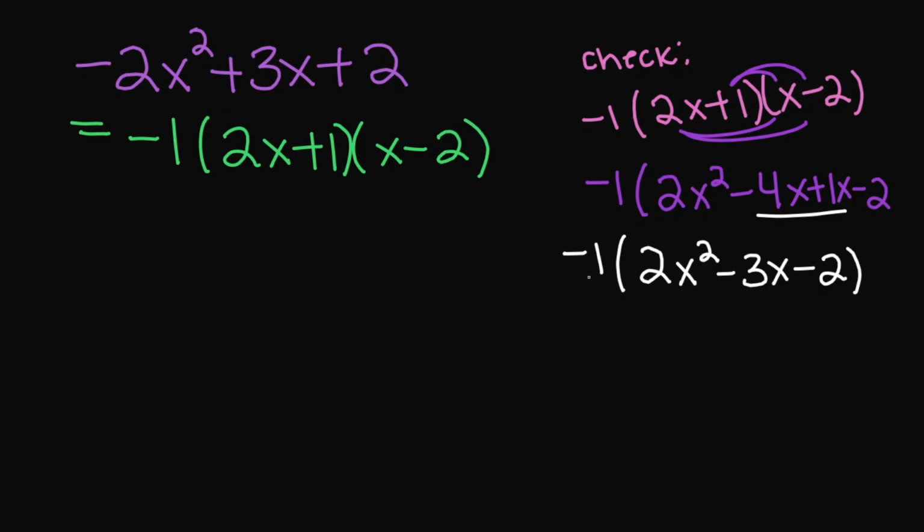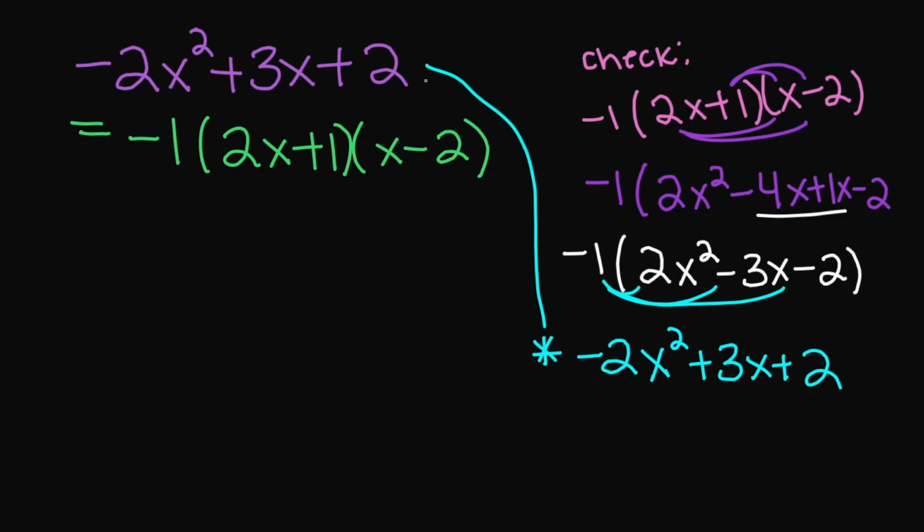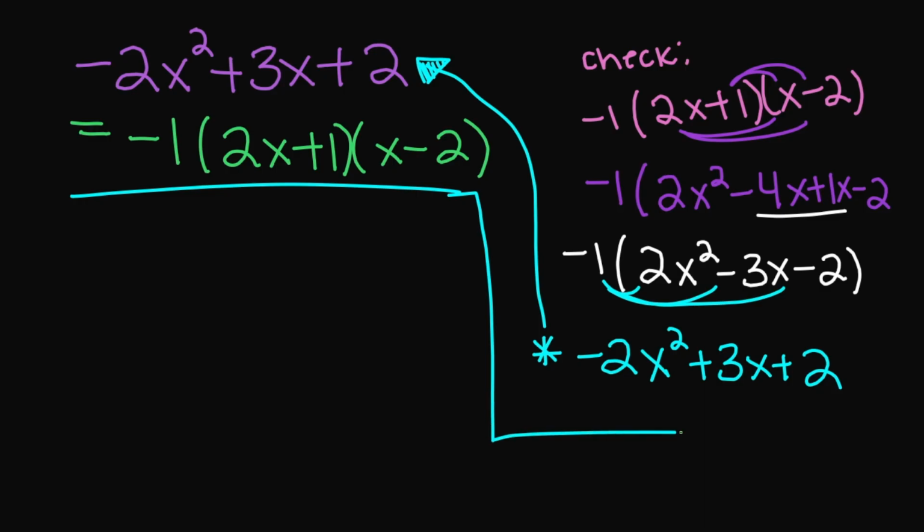We do have our negative outside the parentheses, so now we're going to distribute. So negative 1 times 2x squared is going to be negative 2x squared. Negative 1 times negative 3x is going to be a positive 3x here. And then negative 1 times negative 2 is also going to be a positive 2. So when you check your answer, as you can see, it takes you back to the initial problem that you started with.